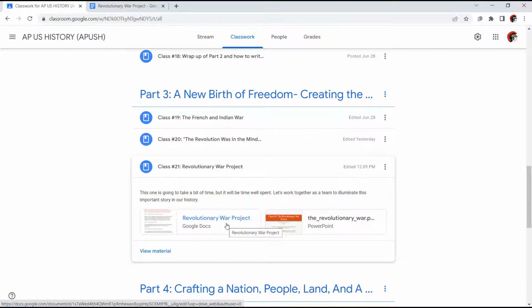And then, believe it or not, we're going to go even more Revolutionary War with our first DBQ to follow this. Okay, so that's what's going on, and I anticipate a lot of positivity coming your way, and I'm here to help you. So just keep me in the loop. Let me help you. I'm glad to do so.